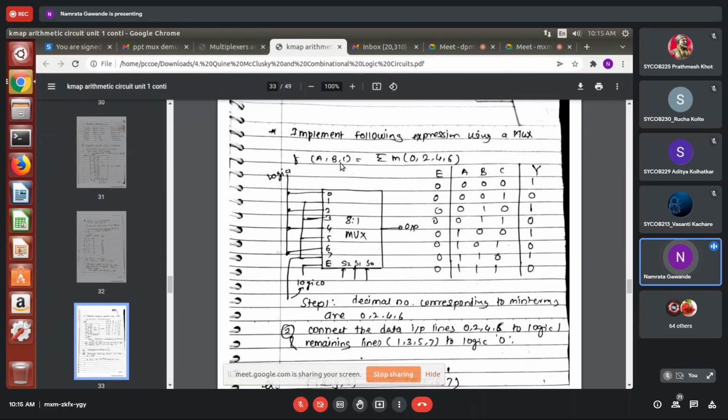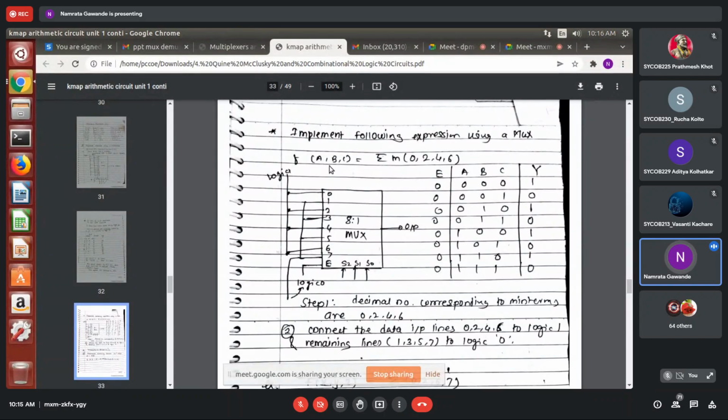See, if these A, B, C variables are not given, how can you find out how many variables there should be based on these minterms, right? If the last minterm is 6, 6 requires how many bits? 3 bits. Means there should be 3 variables to realize this particular expression. Again, this is the minterm summation of m. So 0, 2, 4, 6, these minterms are present.